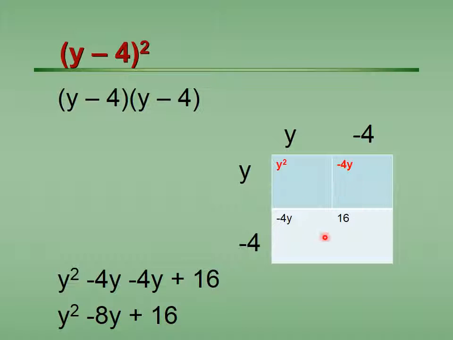So I use my box method. I'll put y minus 4 on the top and y minus 4 along the side. Y times y is y squared. Negative 4 times y is negative 4y. Y times negative 4 is negative 4y. And then negative 4 times negative 4 becomes 16. I write all of these terms out and combine my like terms. Negative 4y minus 4y becomes negative 8y. And then I get my answer, y squared minus 8y plus 16.